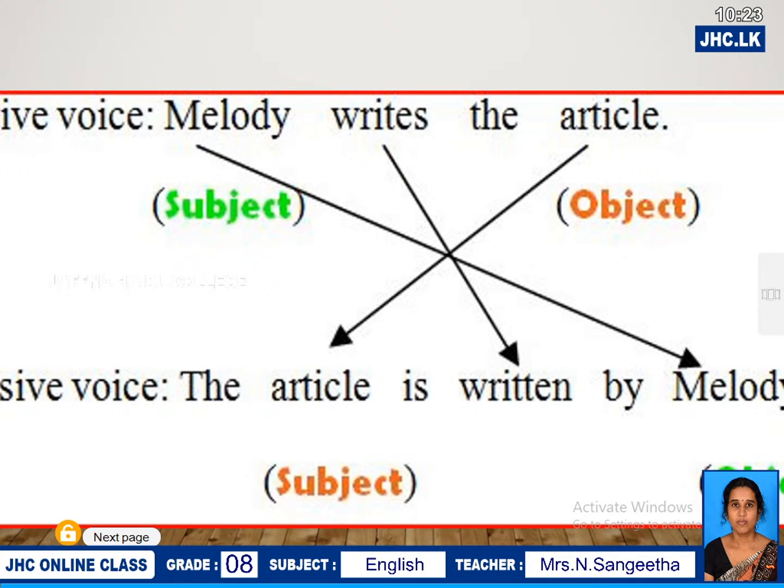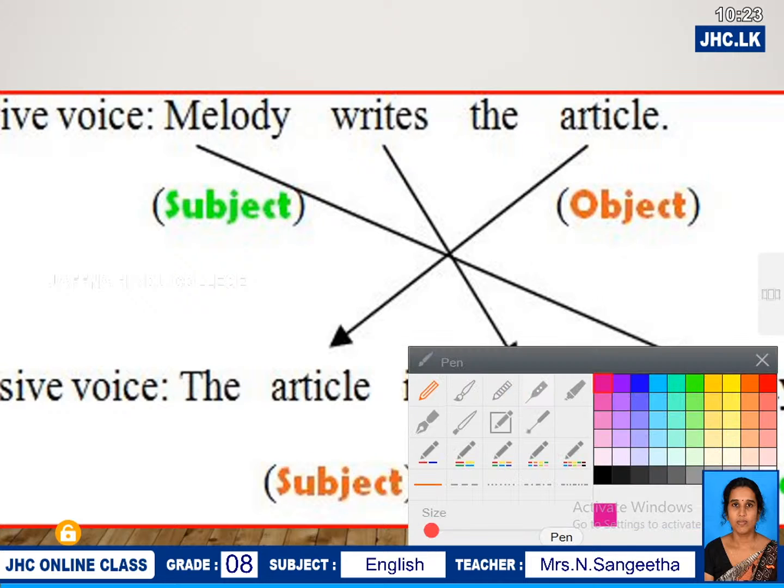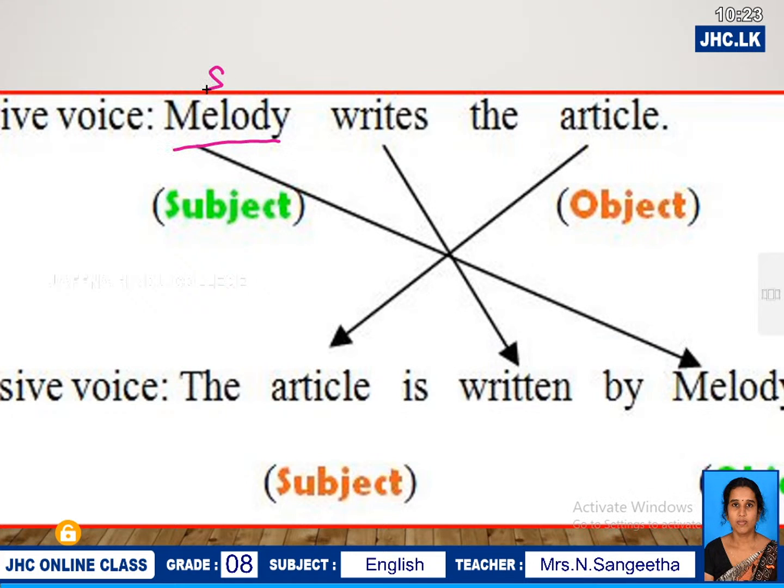Here's another example. Melody writes the article. Melody is a name. The sentence is in simple present tense. Who writes the article? Melody. So you have found the subject. What does she do? Writes, the verb. And what does she write is the object, the direct object. What does she write? The article. If you have found the object, bring it to the beginning: the article.